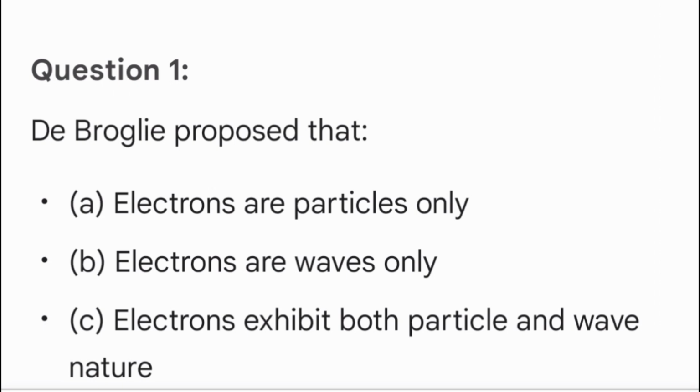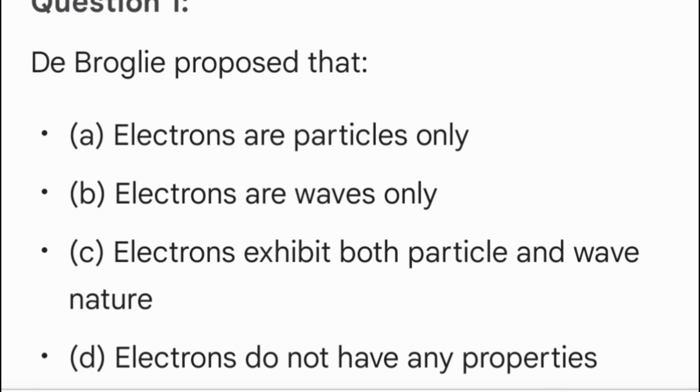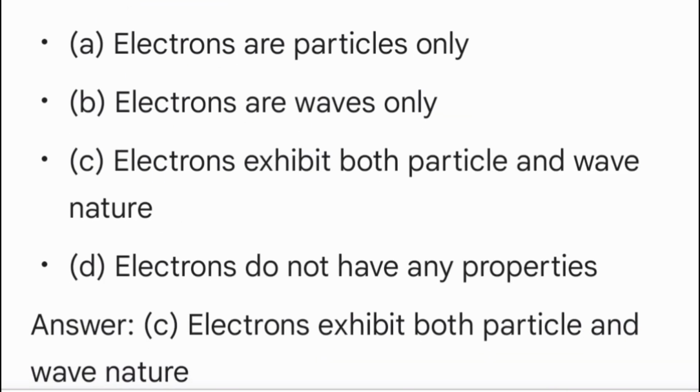De Broglie's explanation of Bohr's second postulate of quantization. Objective questions. Question 1. De Broglie proposed that A. Electrons are particles only. B. Electrons are waves only. C. Electrons exhibit both particle and wave nature. D. Electrons do not have any properties. Answer: C. Electrons exhibit both particle and wave nature.